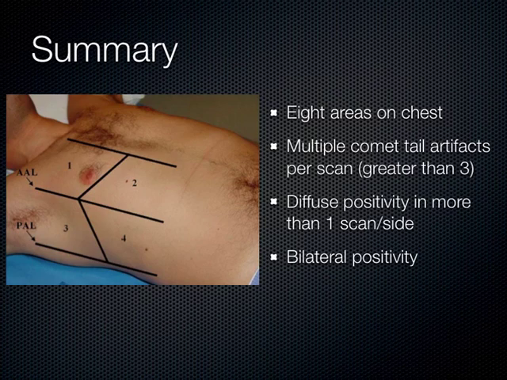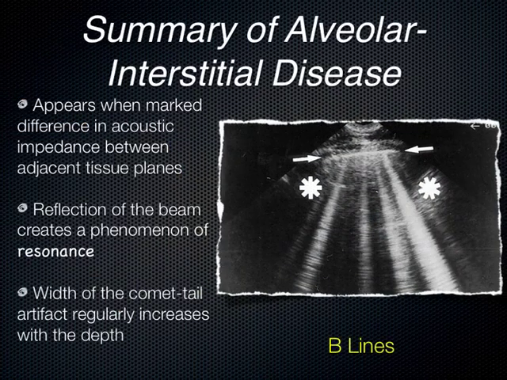And with pulmonary edema, you're expecting bilateral positivity. The stars represent the rib shadows. The pleural line is where the arrows are, and just another example of what comet tails look like. Reminder that the comet tails are an artifact. Because there's resonance set up at that interface between air and water, that sound wave just reverberates infinitely and creates this vertical artifact.